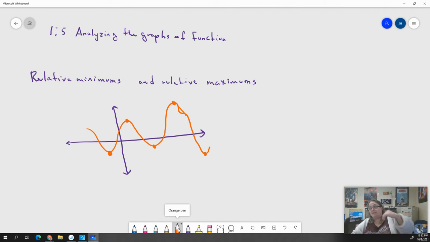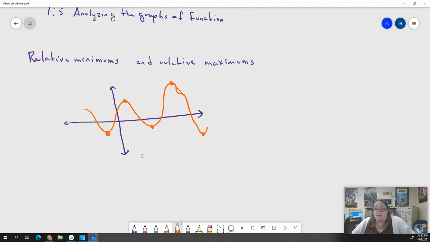Every one of these points at a turn is considered either a relative min or a relative max. It is either a minimum point or a maximum point on a graph. Check this out. The ones that sit low are clearly our minimums, right? The ones that sit high are our maximums. And for your assignment, it tells you specifically to use graphing calculators to figure out what they are, the relative mins and the relative max.